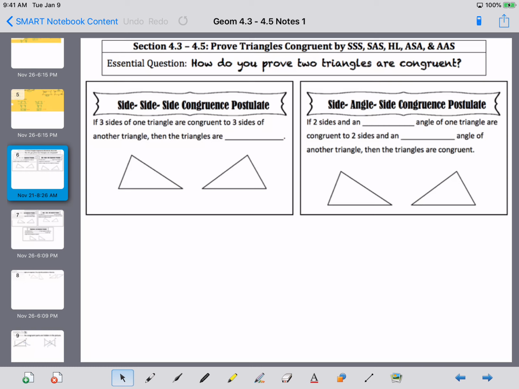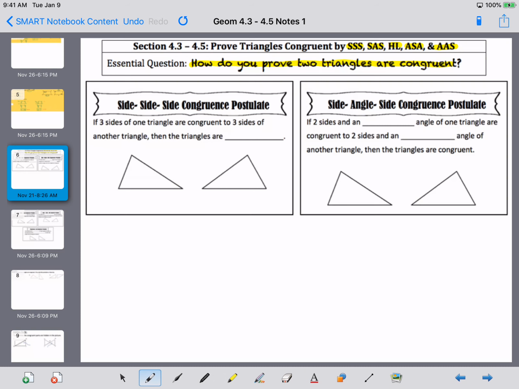So here we go. Today you're going to learn how to prove if two triangles are congruent using 5 new theorems. So you're going to understand what SSS, SAS, HL, ASA, and AAS mean fairly soon. Your EQ is how do you prove two triangles are congruent? And those abbreviations are going to help us out with that.